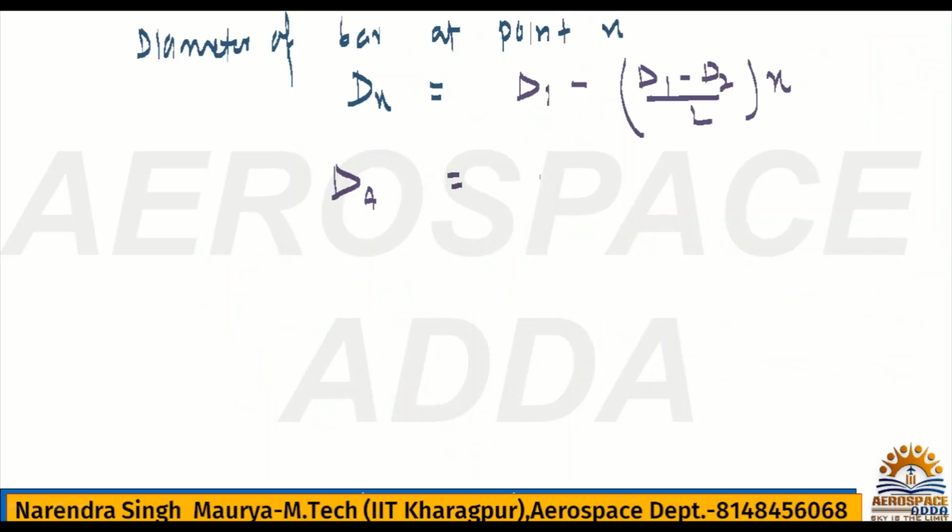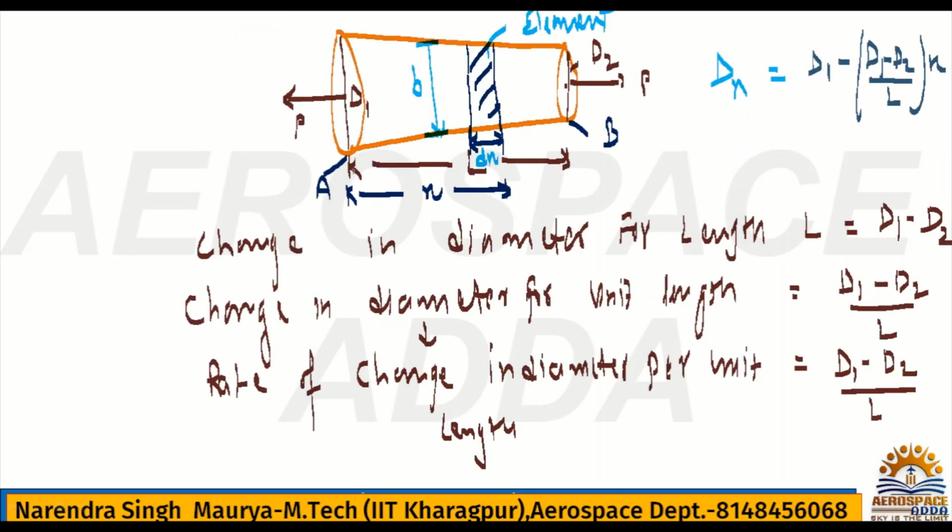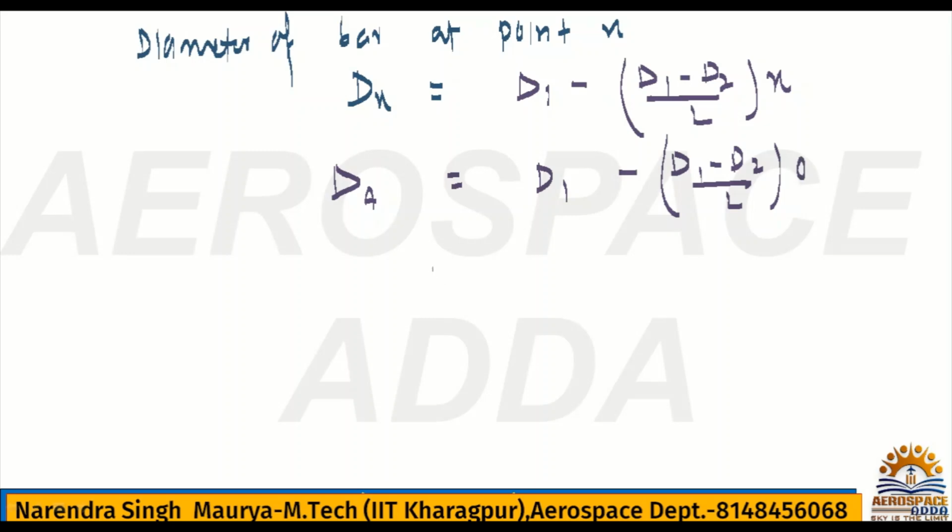Check at this end, diameter d1 minus d2 divided by L. What will be the x value at point A? Because x you are measuring from this point A. So exactly at point A, what is the x? It is 0. So ultimately the diameter at this end is nothing but d1.